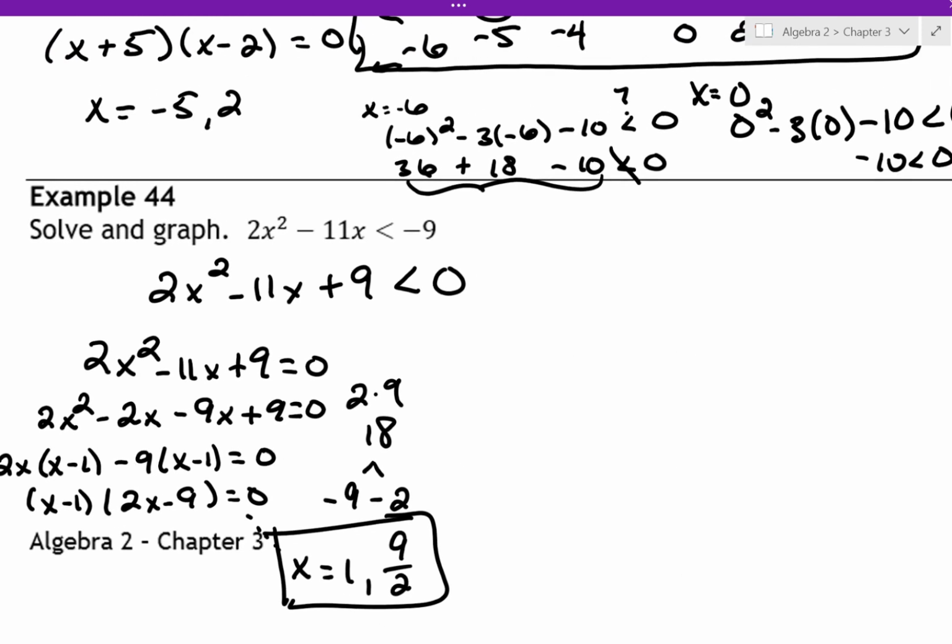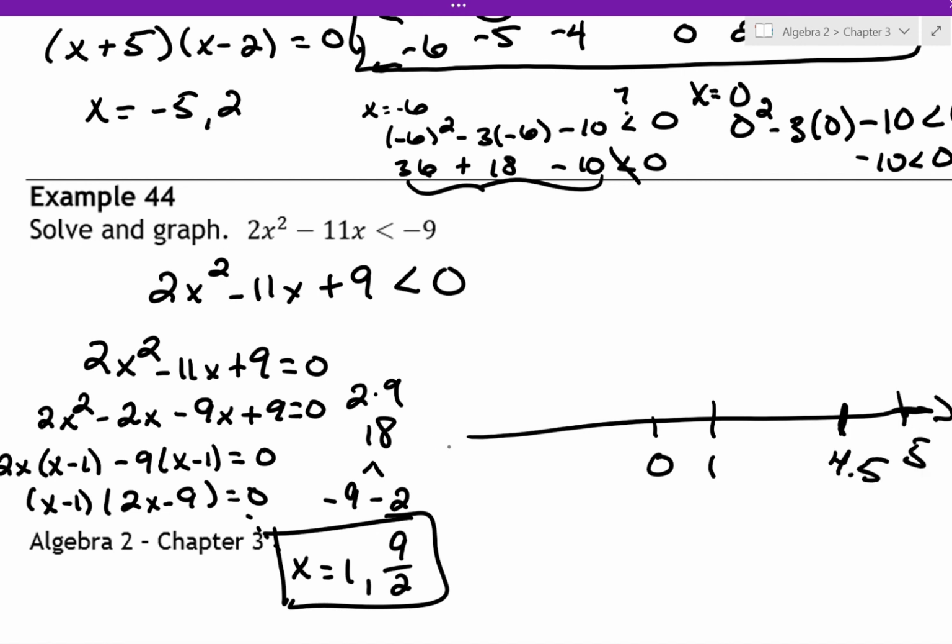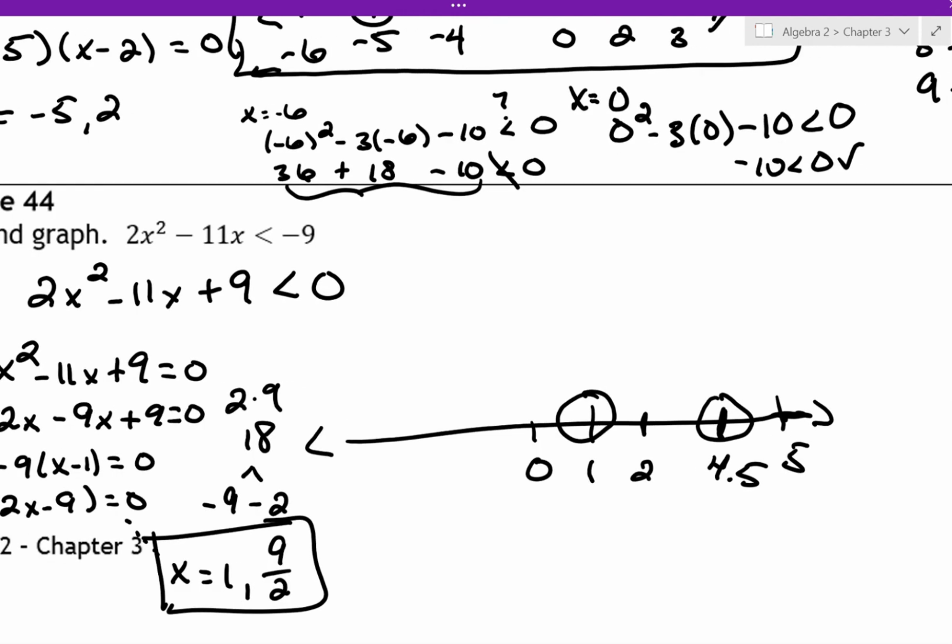Now I want to look at my number line like we did last time. We'll put 0 in the middle. 1, 9/2 is 4.5, so we'll put 4.5 over here. We'll put 5 to the right of it. Let's maybe put a 2 in there as well. We're going to have an open circle on 1 and on 4.5. And now we need to test these out. Whenever we test them out, we can either test the very beginning or we can test out the new one that we created. I think it's normally easier to test out the new one that we created.